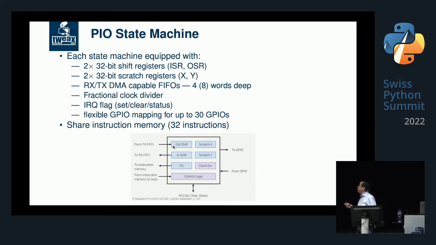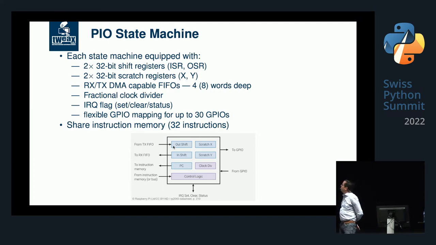Each state machine is equipped with two 32-bit shift registers, the input shift register and the output shift register. They have two scratch registers, X and Y. They have the FIFOs that we talked about before that are DMA capable. And if you just use one direction, you can combine the two FIFOs into an eight-deep FIFO. They have a fractional clock divider that defines how fast your program runs compared to the system clock frequency. And the IRQ, the interrupt flag, can either be used locally to synchronize different state machines between each other, or you can also propagate the interrupt to the system. There is a flexible GPIO mapping. And the one special thing is that the four state machines in the block share the same instruction memory.